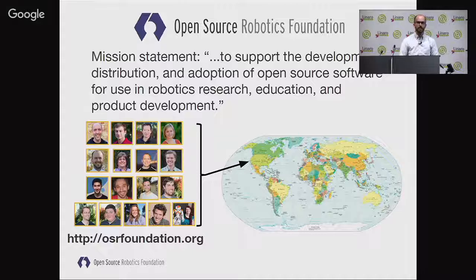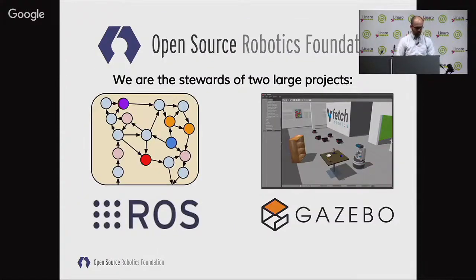But also increasingly deployments into industry and commercial settings. So we have two primary projects that we steward. One is ROS, the Robot Operating System, and the second is Gazebo, which is a physics-based simulator that can simulate sensors and actuators. And I'll talk more about these two projects and how they interact.